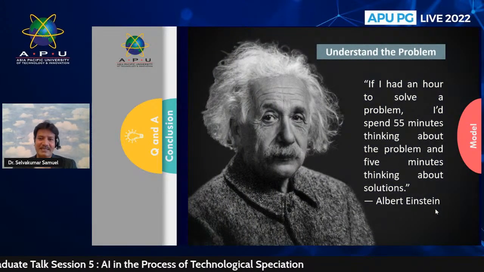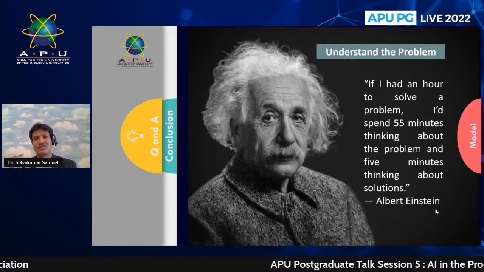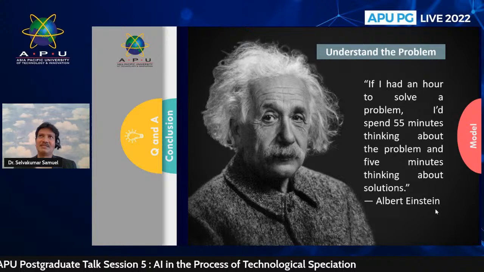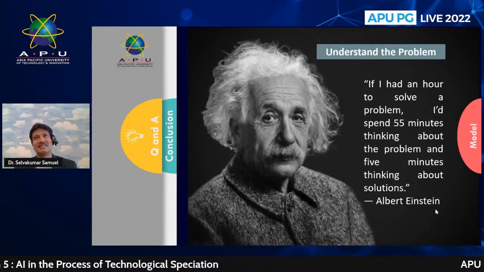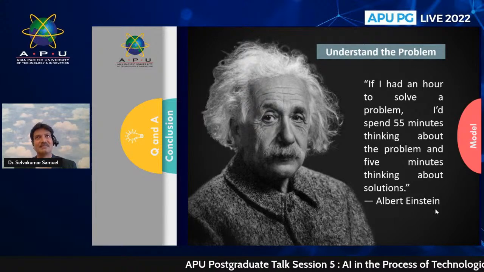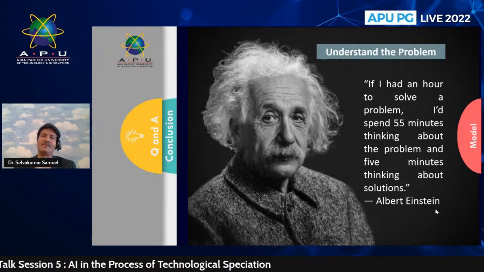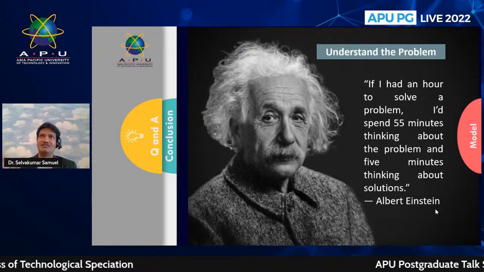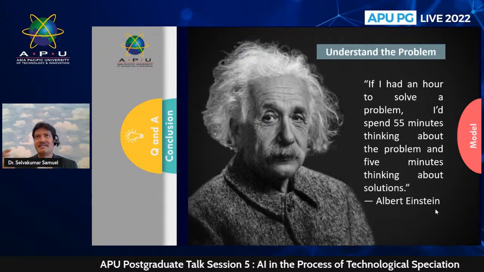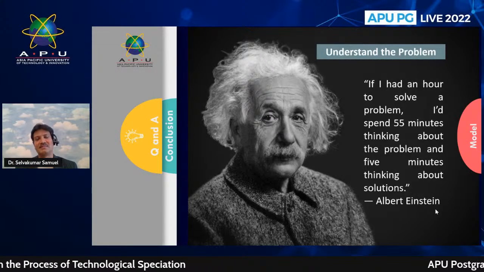To help you, a saying from Albert Einstein: if I had an hour to solve a problem, I would spend 55 minutes thinking about the problem and 5 minutes thinking about the solutions. Many times, people try to make solutions without properly understanding the problem, and that is one of the reasons why solutions fail. So it is important to clearly understand the problem. Understand the business, in case business is the domain you want to apply something to. Select a particular department and even a particular problem, and clearly understand the problem.